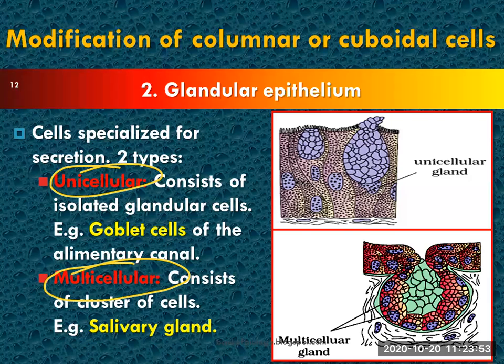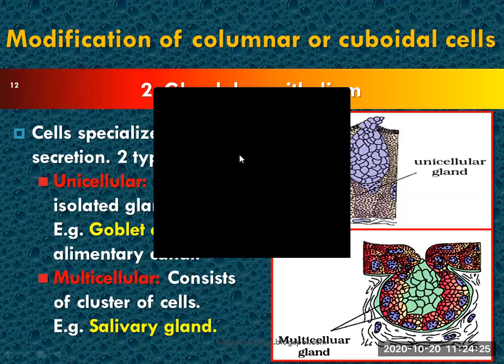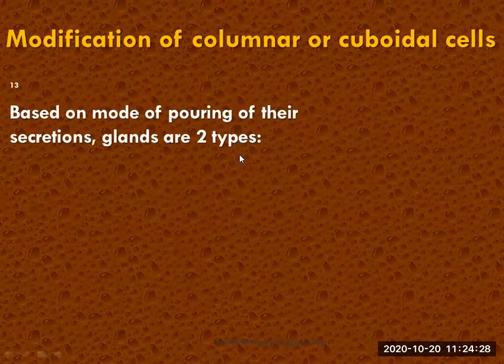You see here, this is the unicellular gland. Here the multicellular gland, multiple cells are gathered and doing an activity. Example for the unicellular gland, that consists of isolated glandular cells, the goblet cells of the alimentary canal, we can say. Multicellular consists of clusters of cells. Example, salivary gland. Okay. So that's it about the glandular epithelium.